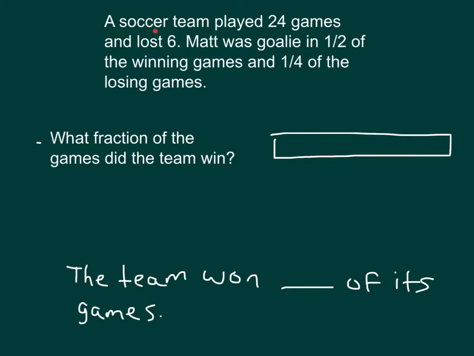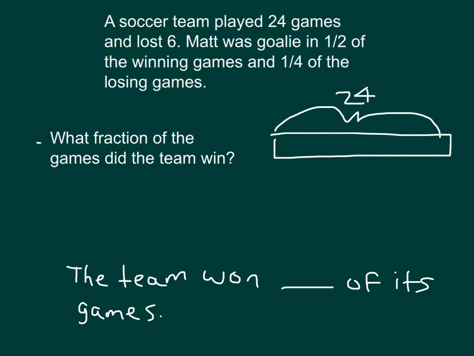So it says here, a soccer team played 24 games and lost 6. It says Matt was goalie in half the winning games and 1/4 of the losing games. It's just the first information that we'll need for this problem here. So they played 24 games, lost 6. Do we know part of the whole or the whole? Looks like we know the whole. So they played 24 total games. And out of those games, they won some and they lost some.